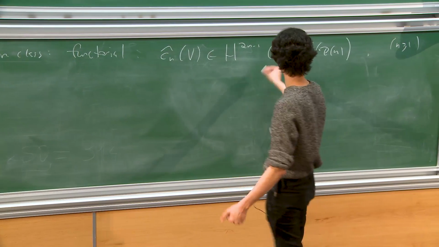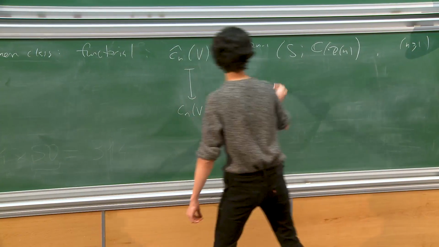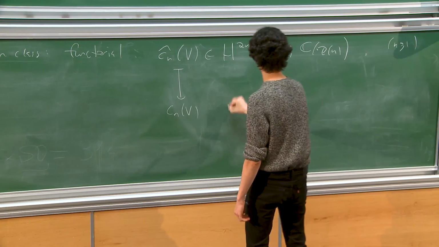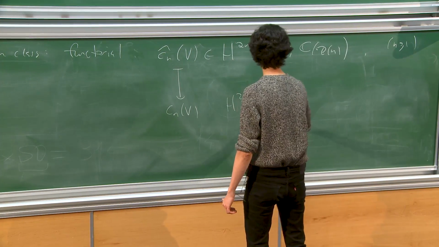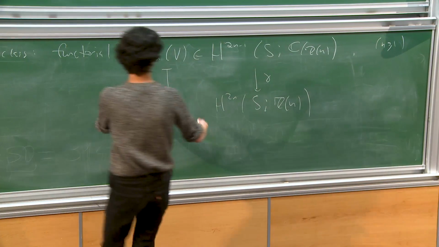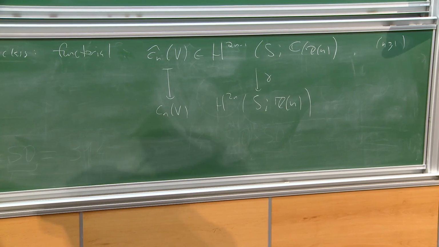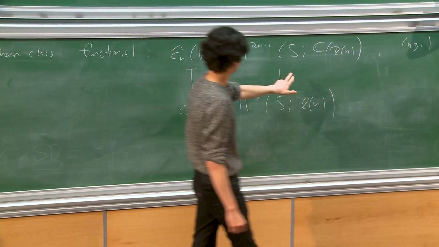So the key property of this is that it maps to the usual Chern class under the boundary map, the transgression or whatever you want to call it, associated to the short exact sequence, and it gives an explanation for why the Chern class has vanished there.